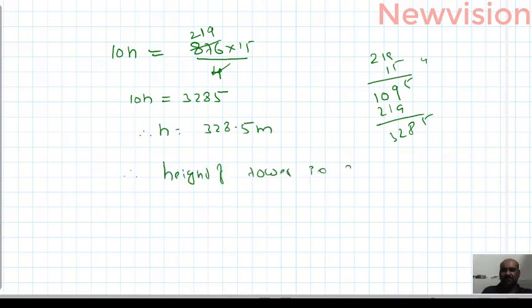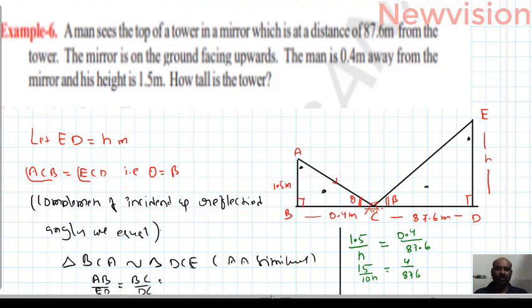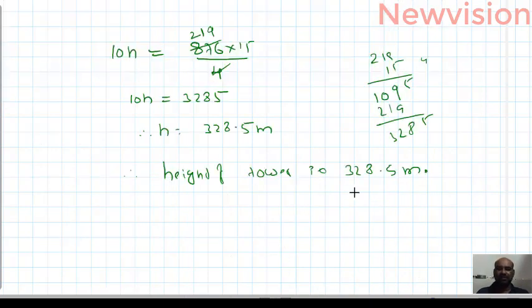The height of the tower is 328.5 meters. Now, how tall is the tower? I can say that the tower is 328.5 meters.